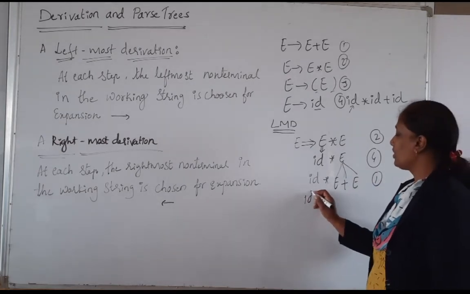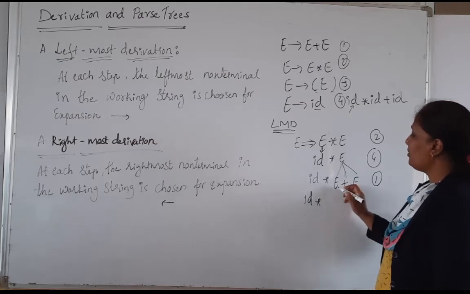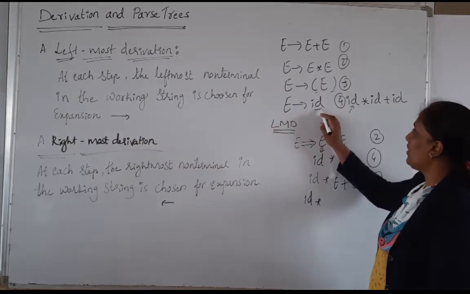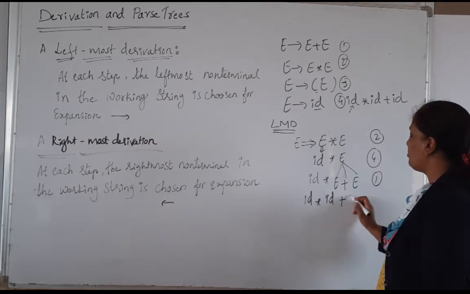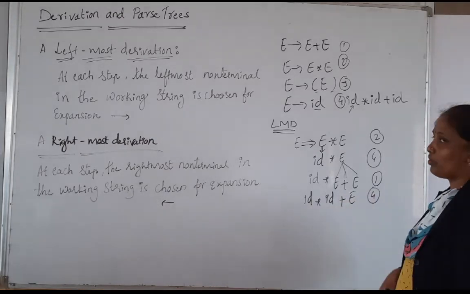Next, ID into E. So the next non-terminal that you are going to derive is E. So what should I derive for this E? E can be derived as ID. So if I derive it as ID, what do I get? ID into ID, and plus E I will write as it is. So this is based on rule number 4.